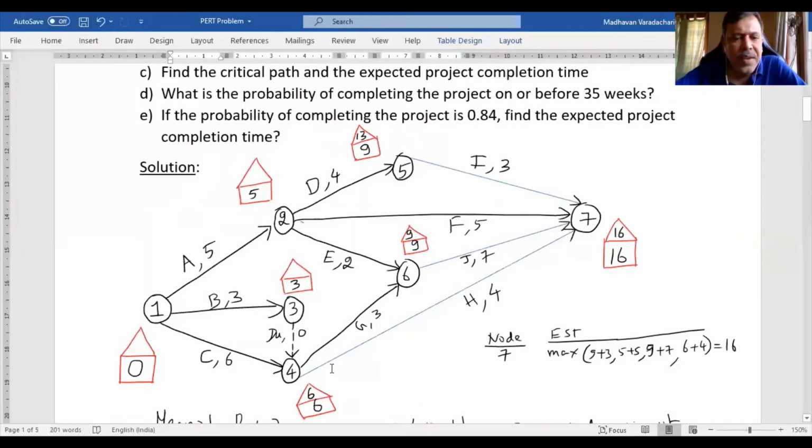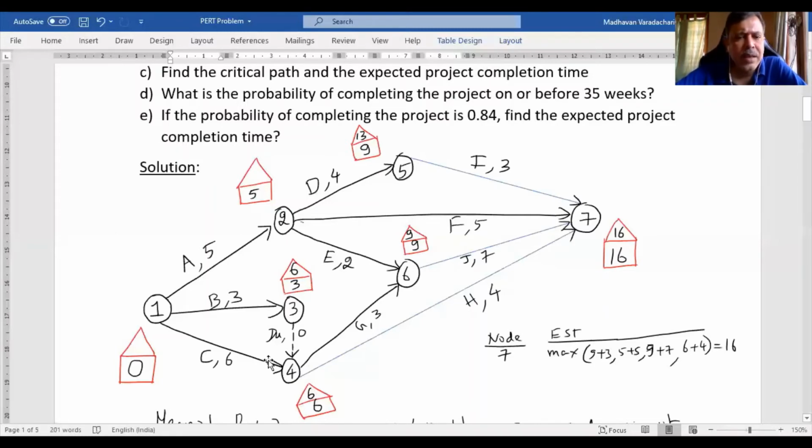Okay. Previous node to node 4, it is node 3. At node 3, how many back arrows? Only one back arrow, which is from node 4 only. So 6 minus this 0, I have to fill up here with 0. I'm sorry, 6. I have to fill up there with 6.